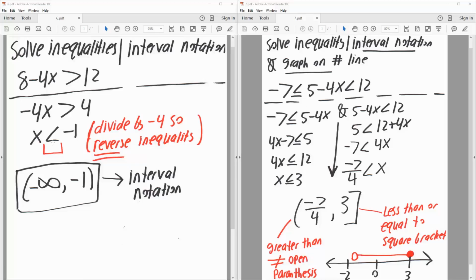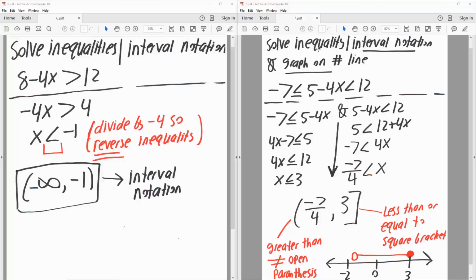So we know that x is less than negative 1. So it's going to be from negative infinity all the way to negative 1. And if you notice, it's not less than or equal to, and that's why we're using regular parentheses. In the next problem, we'll have one where it's less than or equal to, and we won't use ordinary parentheses. So let's do it.